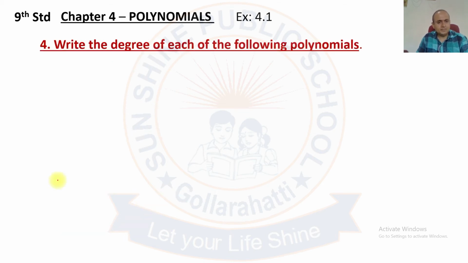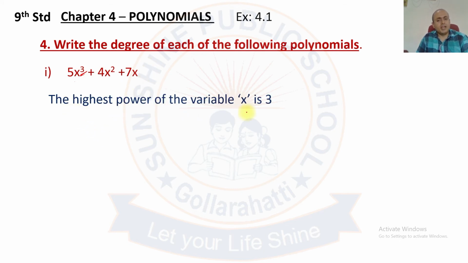Next question. Write the degree of each of the following polynomials. Degree is nothing but the highest exponent or power. First question is 5x to the power 3 plus 4x to the power 2 plus 7x. Here the variable is x and the highest power of the variable is 3. Therefore, the degree of this polynomial is 3.